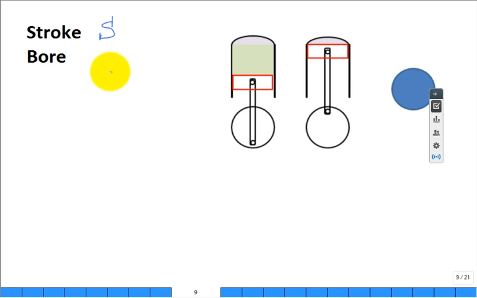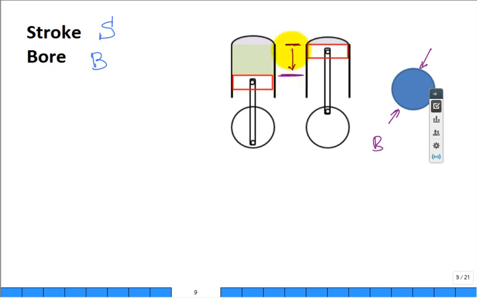Stroke, letter S, symbol, and then bore, cap B. All right, the easiest one probably is bore. What is bore? Looking down at it, it's the diameter. The bore is the diameter of the cylinder, which has negligible difference from the diameter of the piston. Yes, the piston has to slide inside the cylinder, but it's just a small difference. You just call the bore the diameter of the piston, the diameter of the cylinder. Okay. And then the stroke is how far it goes from top dead to bottom dead center.